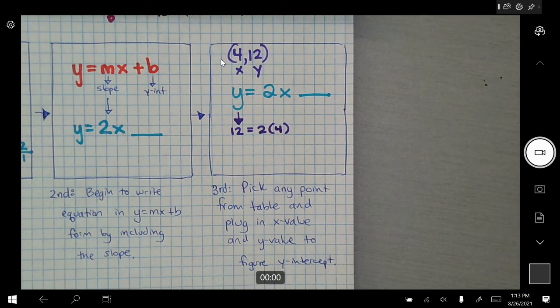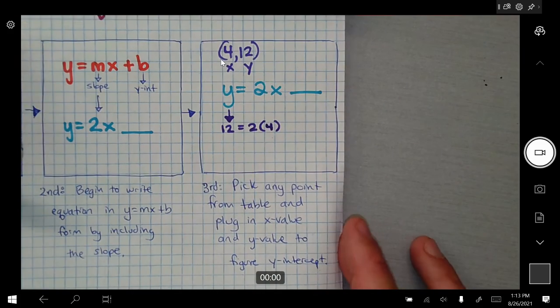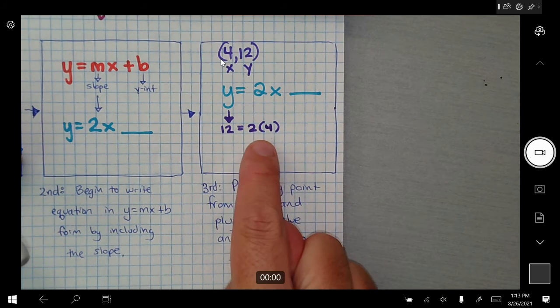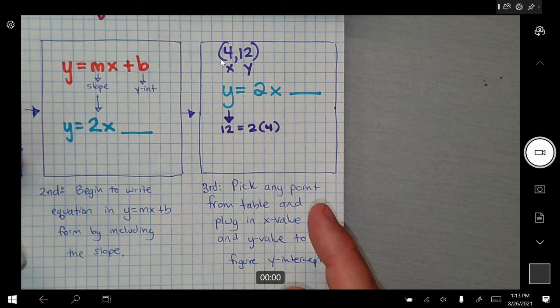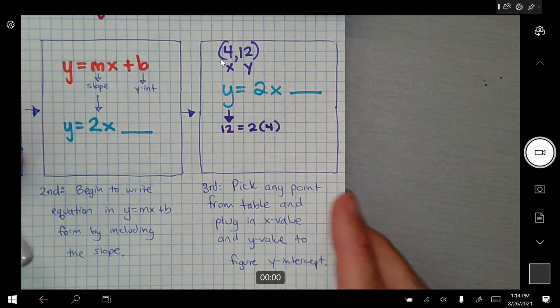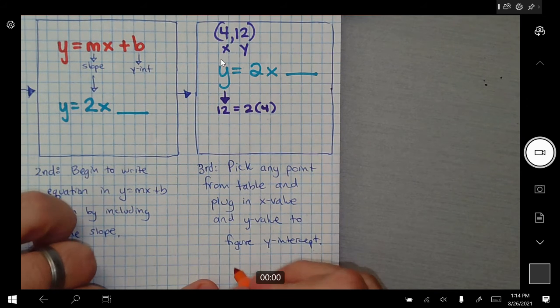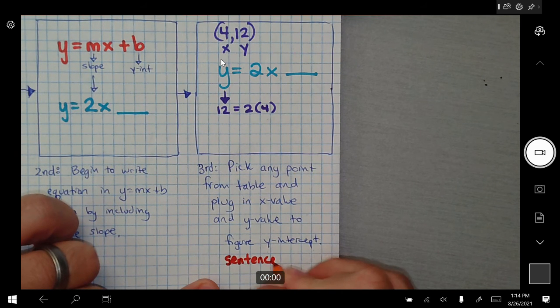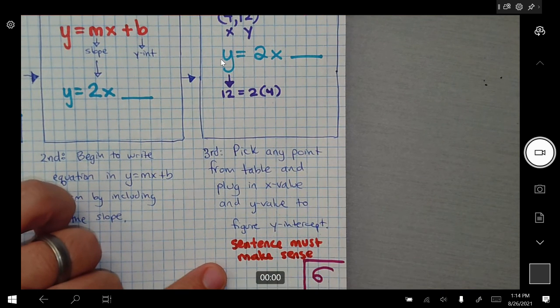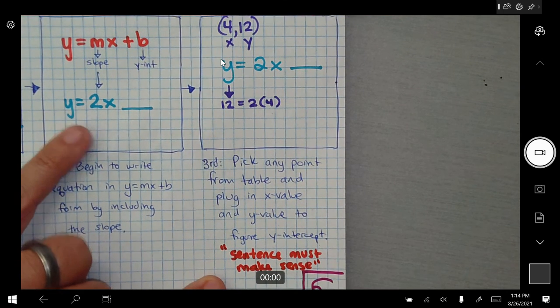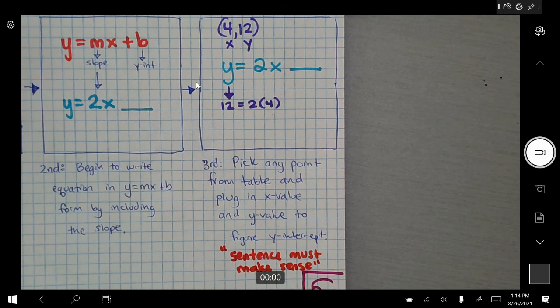Cool. Now, this is the part you've been waiting for. We have to make this, imagine this is a language arts class. Does this make sense? And then let's put it down here. Sentence must make sense. The sentence must make sense. I'm going to put in quotations. You're like, this isn't language arts. No, I want you to think of this as a language arts question.